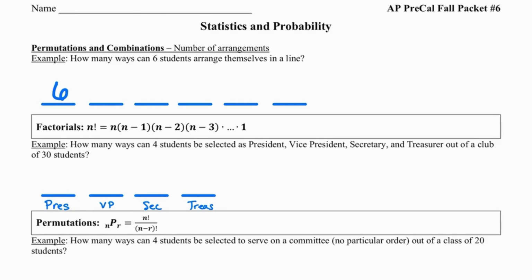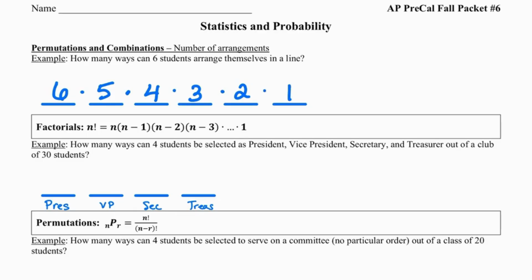Once you put a student in that spot, there's only five students left. So there's five different ways that you can put a student second, and four for the third, and three, two, and then for the last person, there's only one person that could go last. These are all the different possibilities that we have for each spot. So the basic counting principle says that I just multiply all those numbers.